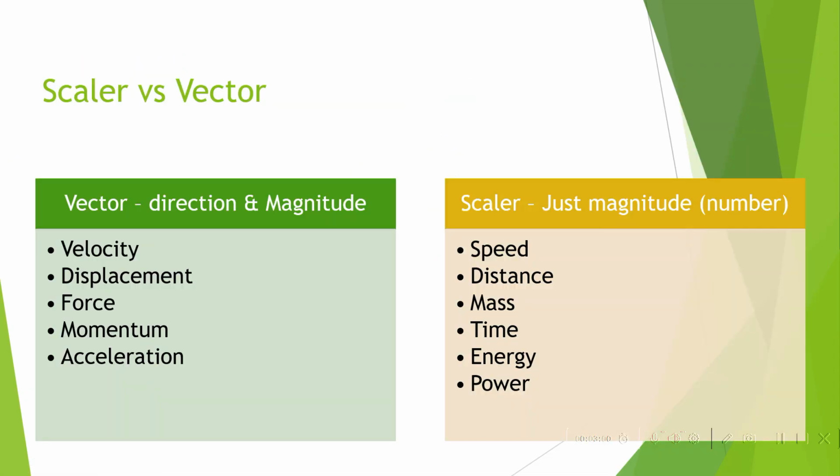Okay, scalar versus vector. Vectors have both direction and magnitude. So velocity, displacement, force, momentum, and acceleration. Those are your biggest ones. Scalars just have magnitude, no direction. Speed, doesn't matter what direction I'm going in. My speed doesn't matter direction, neither does distance. Mass and time, I can't have a negative time or a negative mass. They only have one thing. Energy is also a scalar. The only weird thing is your energy charts, energy diagrams, which can have a negative number. But energy is a scalar quantity.